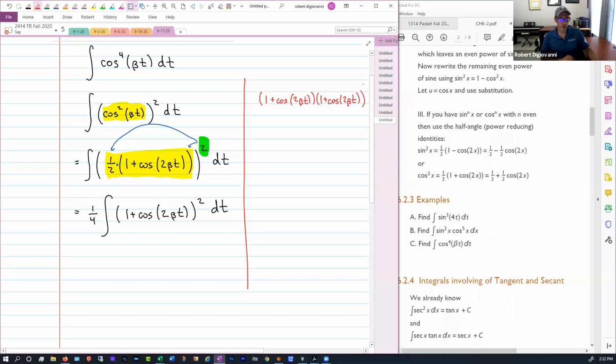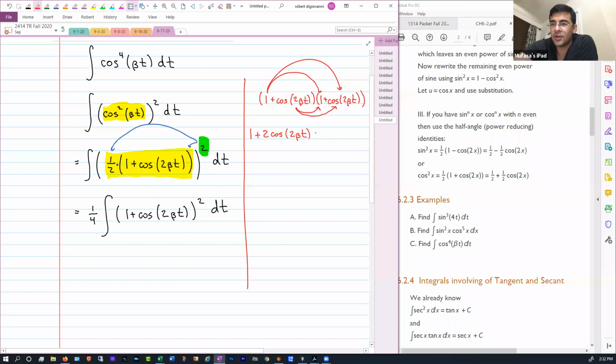All right, let's do the squaring on that. 1 plus a cosine 2 beta t plus another cosine 2 beta t. So 2 cosines of 2 beta t. Can someone tell me what the last one is? Multiplying the last ones together? Cosine squared 2 beta t. Plus cosine squared of 2 beta t. Good.